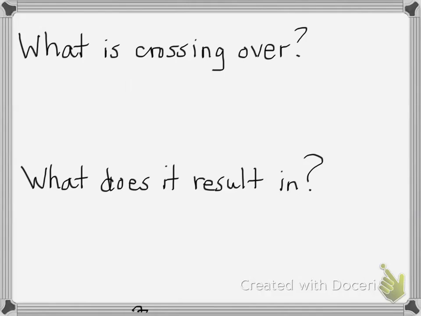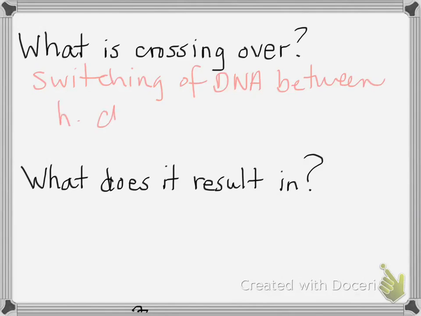Okay, what is crossing over? They trade. What do they trade? Crossing over, what do they do? Yeah, they're going to switch pieces of DNA, so they're going to switch some traits. So we got the switching of DNA between homologous chromosomes. Why do they do that? Get you variation.